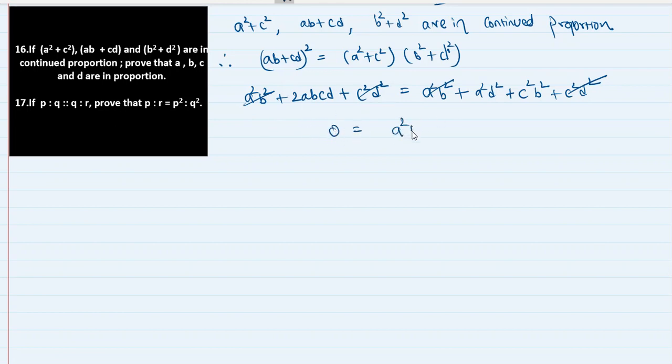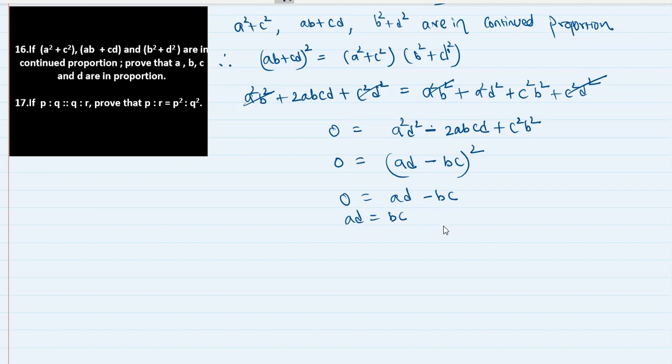So you get a square d square minus 2abcd plus c square b square. And if you look closely, this is an identity of a square minus 2ab plus b square. So we can write it as ad minus bc the whole square. Now if you take square root of both the sides, you get 0 is equal to ad minus bc, or you can get ad is equal to bc, right?